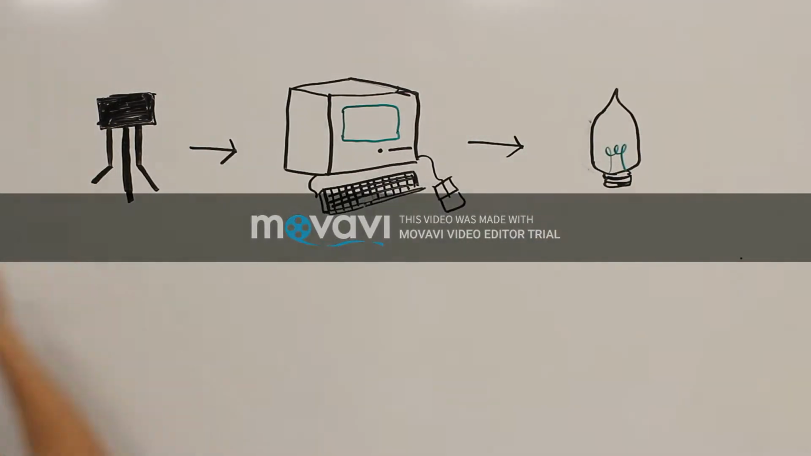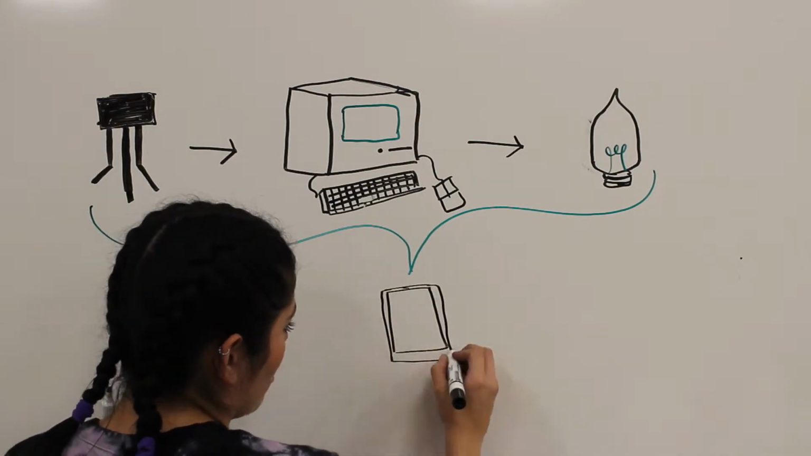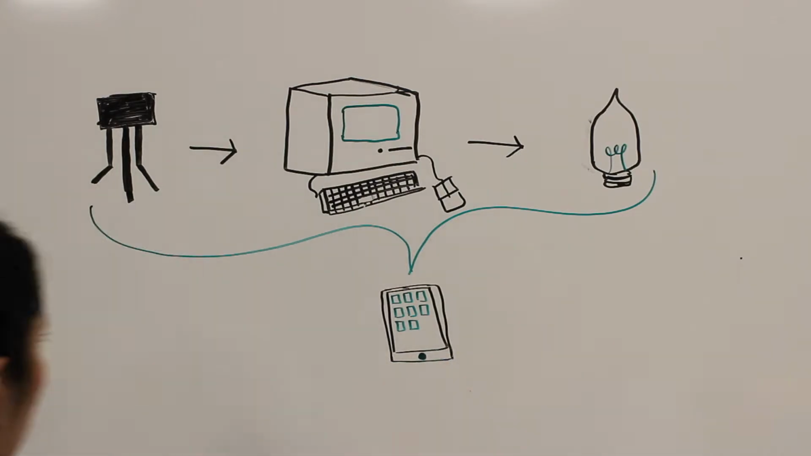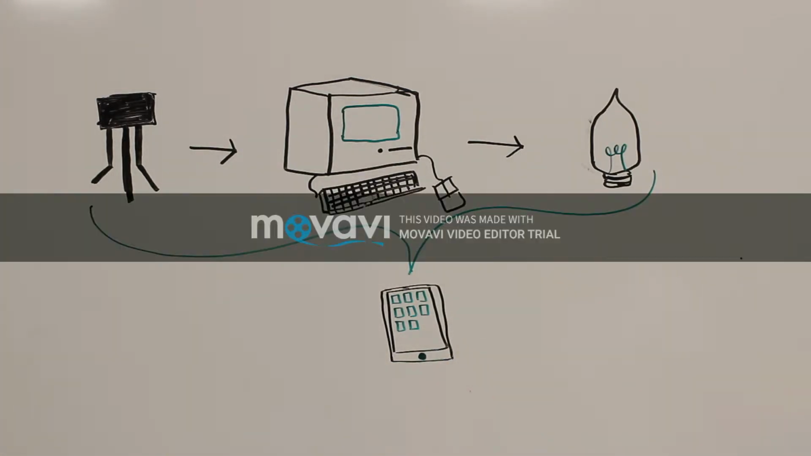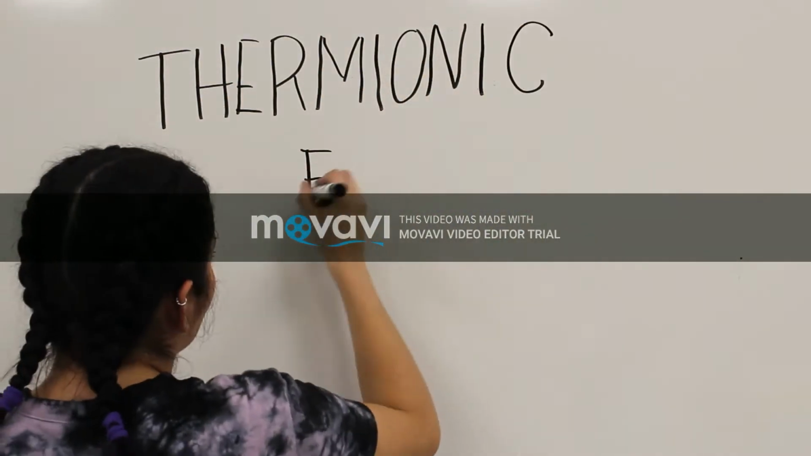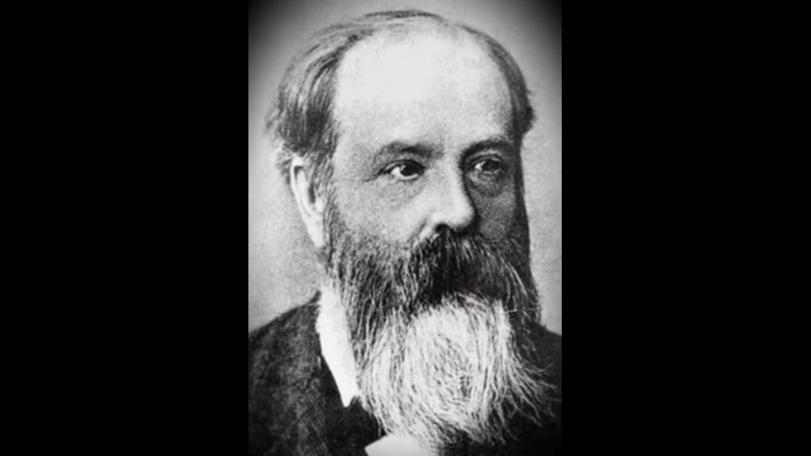These rudimentary computers worked with thermionic bulbs, also called vacuum tubes, which nowadays are more or less obsolete, but in their time they were critical to the design of many electronic systems. The principle that allows thermionic bulbs is called thermionic emission, which is the main topic of this video. This effect was first observed in 1873.